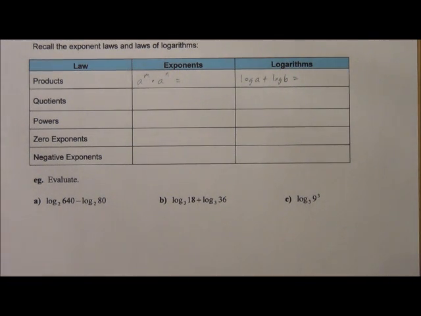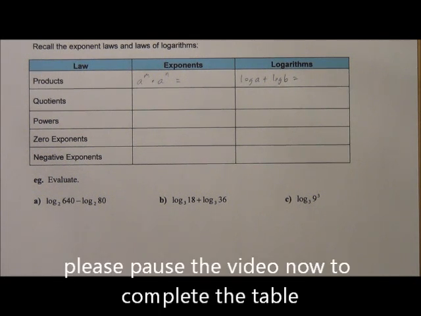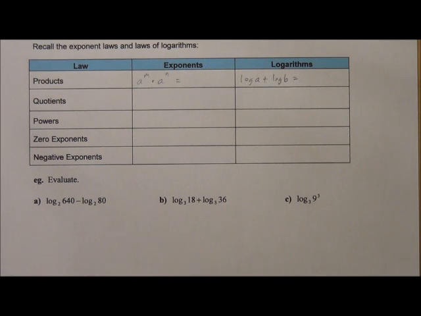Okay, so see if you can remember what all those logarithm and exponential laws were that we looked at in first semester. Okay, pause the video now and come back and check your results, please.